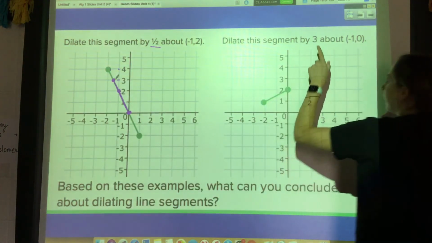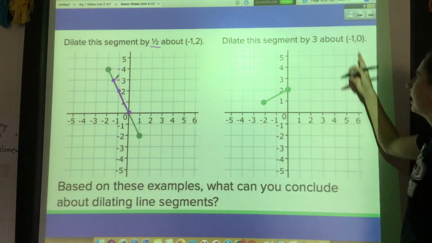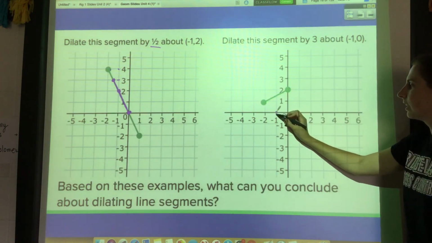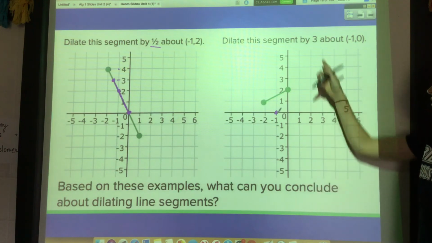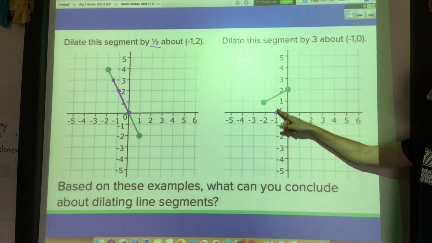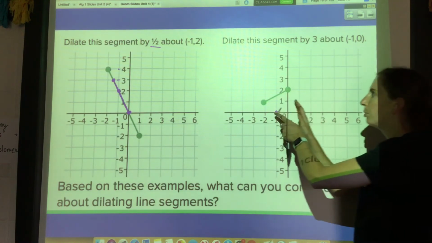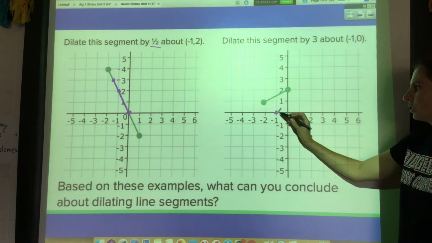On this one, we're going to dilate it by 3, so it's going to get 3 times as big, and the center of dilation is here, -1, 0. So in this case, since it's growing and the center of dilation is not on the line, it's going to push it kind of out and away. But you'll see, all you have to do is count again.